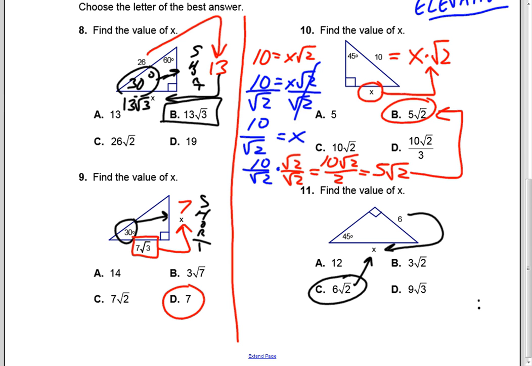Why is 10 not C? Because that would be a larger number. Do 10 times radical 2 on your calculator. What is that number at? And we want something that's less because that's the hypotenuse. So that's also a way to check yourself.